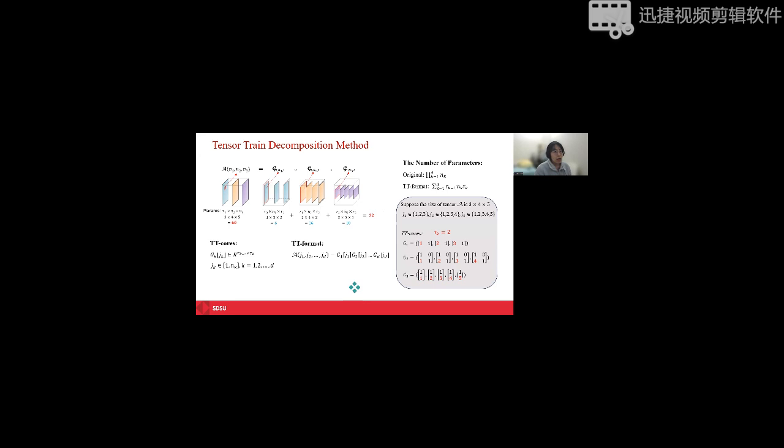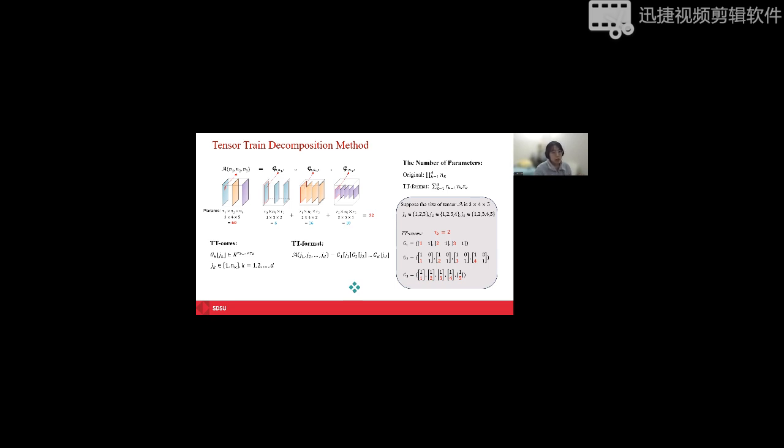Here's an example to see how TT decomposition impacts the number of parameters. Typically, the formula of an original tensor is the first one. After tensor-train decomposition, the formula will be the second one. We switch from multiplication to addition, which reduces the total number of parameters greatly. For example, we have a tensor A sized 3 by 4 by 5, and we set the rank to 2. Using our formula, we can calculate the number of parameters: 32 versus 60.